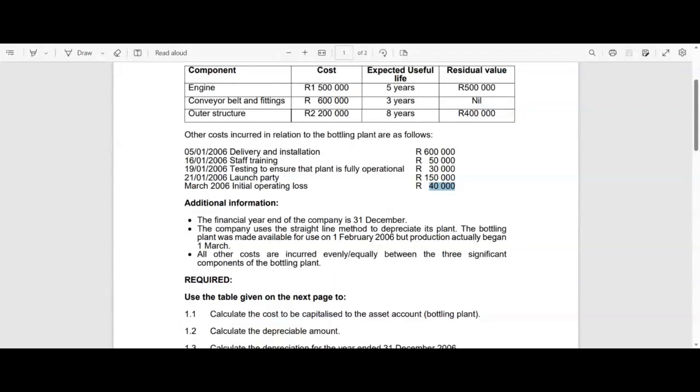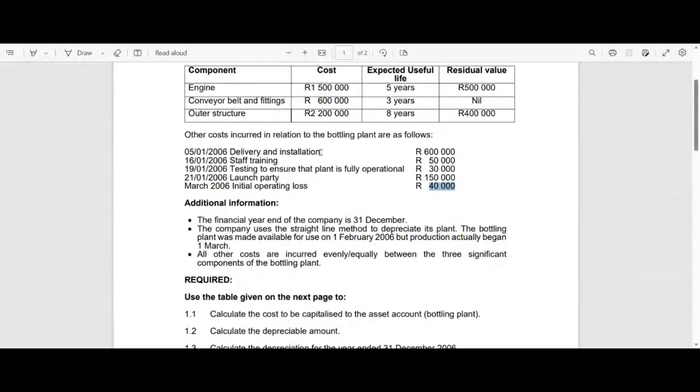Let's just pause there. Have you got any questions so far? Now we are going to be starting with the depreciable amount and depreciation expense and so forth. Are we all on the same page still?